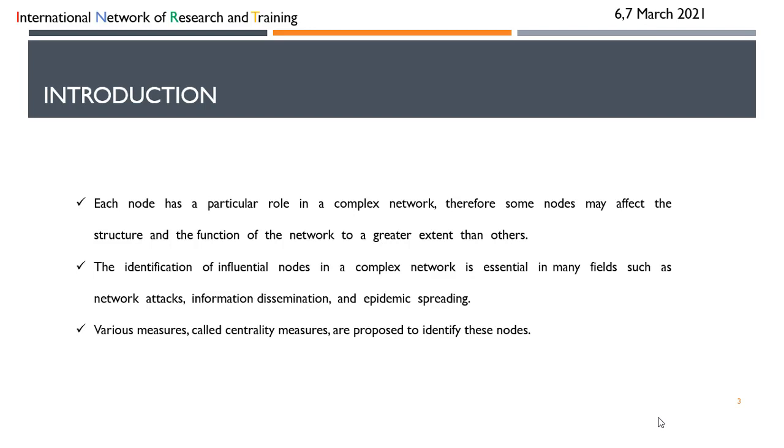But each measure has its limitation. For example, degree centrality, although simple and low in time complexity, ignores the entire system. Betweenness and closeness centrality consider the whole network, but these two measures are not as impactful in large-scale networks.